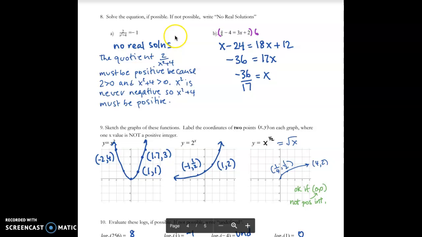For number 8, being able to recognize that this equation has no real solutions because this quotient on the left must be positive since the numerator and the denominator are both always positive. 2 is never negative, and x squared plus 4 is also never negative because x squared will never be negative, and then when you add 4 to it, its sum will be positive.